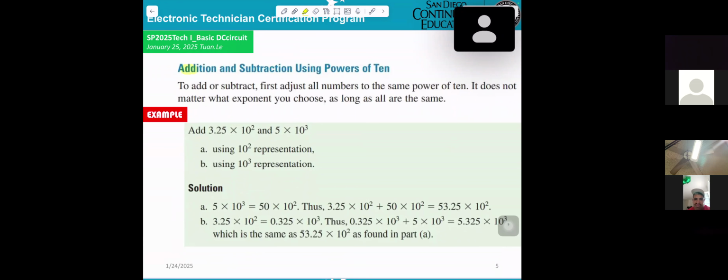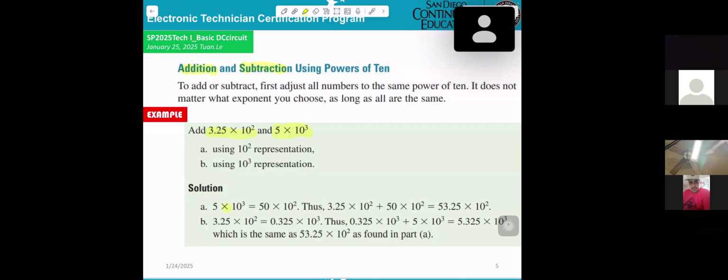Addition and subtraction using power of 10. You want to add two numbers. Okay? First thing, make sure when you're adding, the power will be the same. Okay?